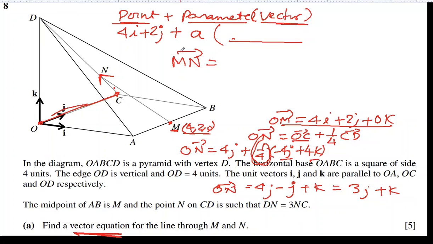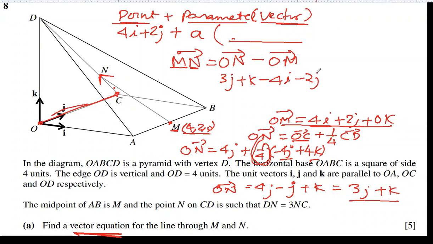MN is, because the tail is at M and head is at N, head minus tail, position vector of N minus position vector of M will give us MN. And we just got ON, 3j plus k. And we had OM already, 4i. So let me add minus, and I will change the sign of all of them. 4i minus 2j and minus 0k. There is no need to write that.